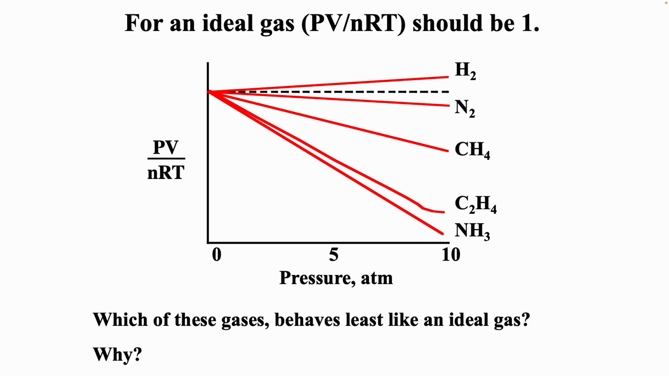And so an interesting question would be, which of the gases behaves least like an ideal gas? And the biggest deviation from that dashed line for these gases would be ammonia. So we'd say it's the least ideal. And why would ammonia be least ideal? Well, probably because it has hydrogen bonding, and so intermolecular forces become important, and also it's fairly large. Hydrogen is pretty small, nitrogen is pretty small, and so they're pretty close to that dashed line, which represents ideal behavior.